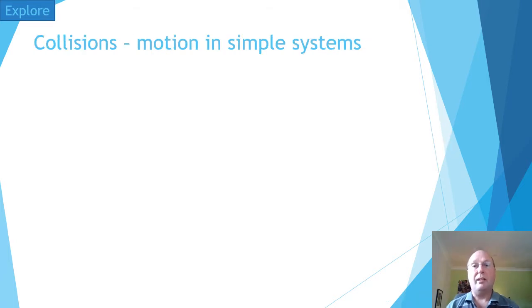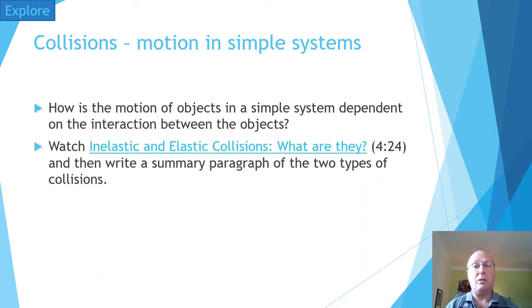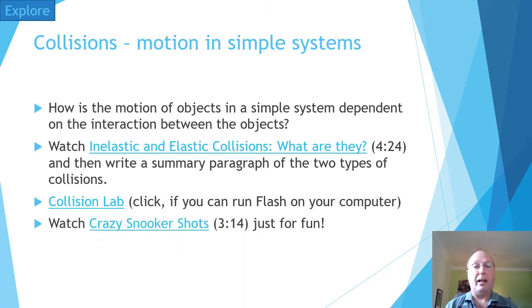We're going to use the impulse momentum equation to look at collisions, which looks at motion of objects in simple systems, and asking the question, how is the motion of objects in a simple system dependent on the interaction between the objects? Well, there's a way to explore this, and you can watch inelastic and elastic collisions and write a summary paragraph of the two types of collisions. You can click on the link here, and if that doesn't work, then go to the PDF and click on the link there. There's also a collision lab that works if you can run Flash on your computer, and then you can watch some crazy snooker shots just for fun.